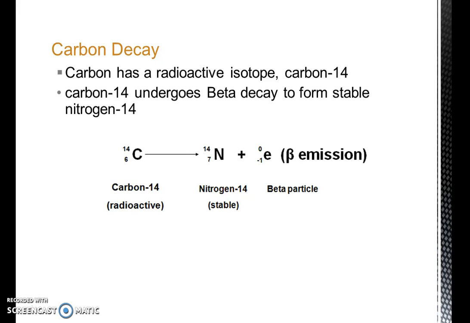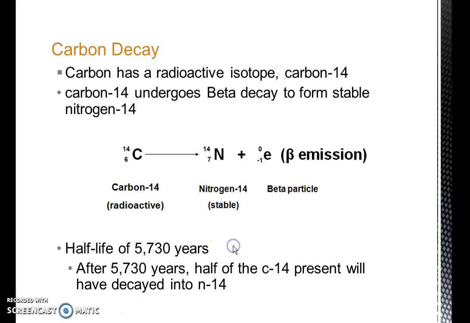So we use this, like I mentioned before, for dating fossils and rocks and different things like that to get a relative age. So the half-life of carbon-14 is 5,730 years. What that means is that after that amount of time, half of the carbon-14 that was originally present will have decayed into nitrogen-14. So at that half-life, you should have a 50-50 ratio of carbon-14 to nitrogen-14.